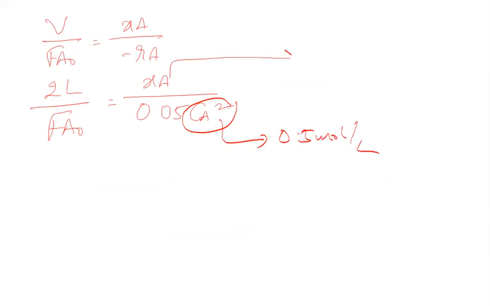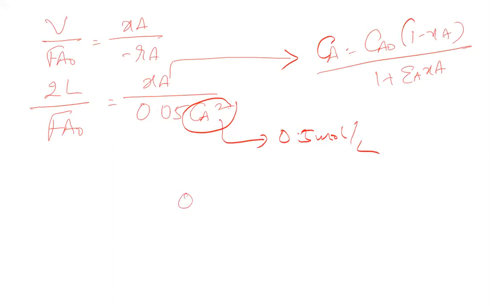But how do you find XA? For that, you need to write CA equal to CA naught into 1 minus XA by 1 plus epsilon A XA. Clear? But what is CA here? CA is 0.5. What is CA naught? It is 1 minus XA by 1 plus epsilon A XA. What is epsilon A here? Epsilon A we need to calculate.